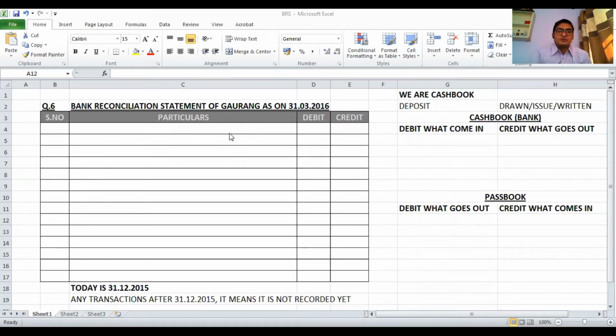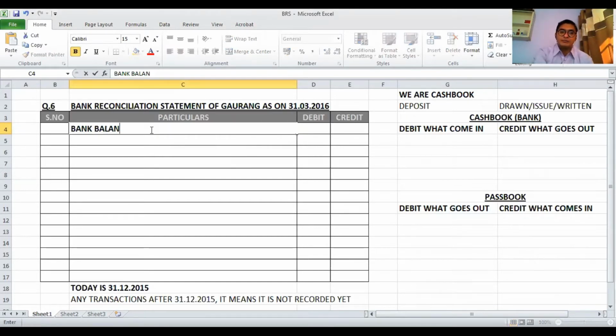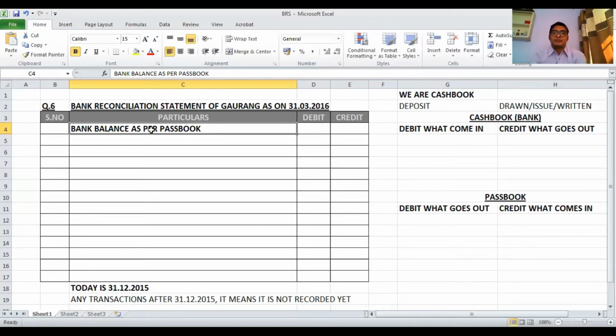Today we are going to start question number 6. Name of the question here Gaurang. Bank balance as per passbook. Here in the question, bank balance as per passbook is given. So at starting of the sum, we have to write bank balance as per passbook and it has a credit balance. So at credit side, I have to write 10,000 rupees.